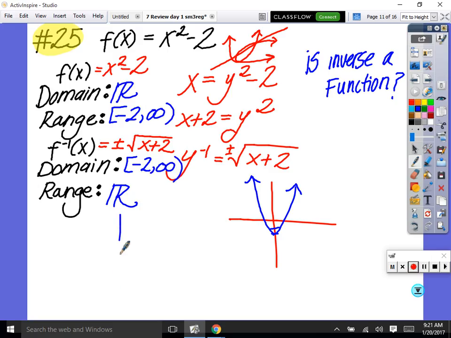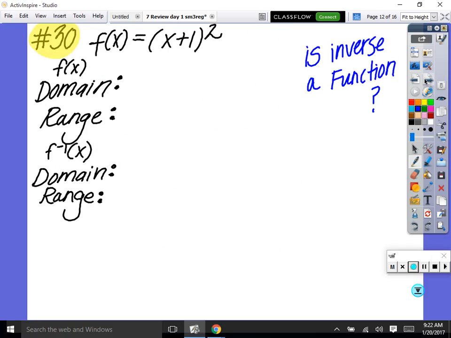Now check and see if you did it right. Isn't that a shift of left 2? And it's like this. So isn't our domain on this inverse negative 2 to infinity? So it does make sense. It's all really working out here. Cool. Okay, number 30. Here we go.